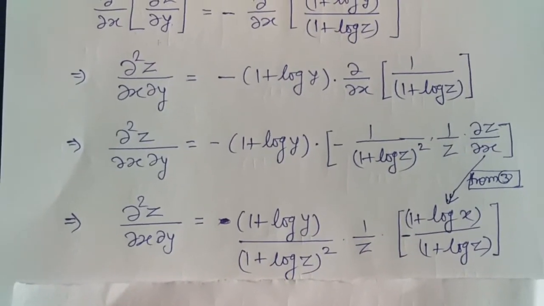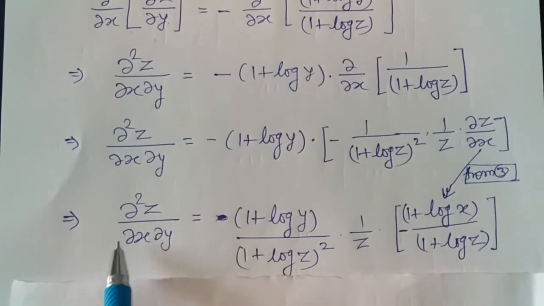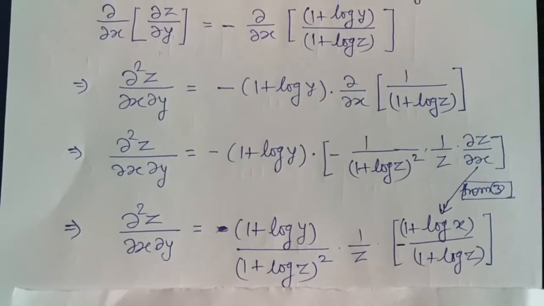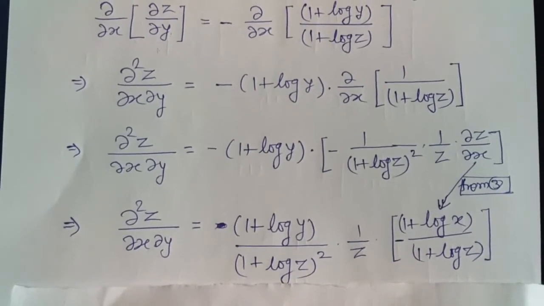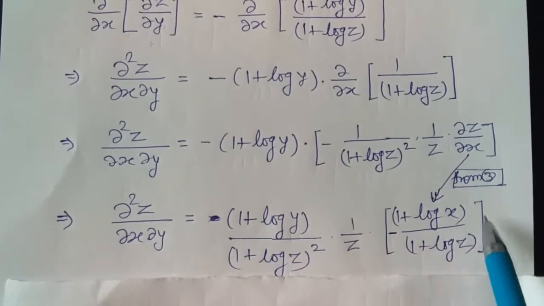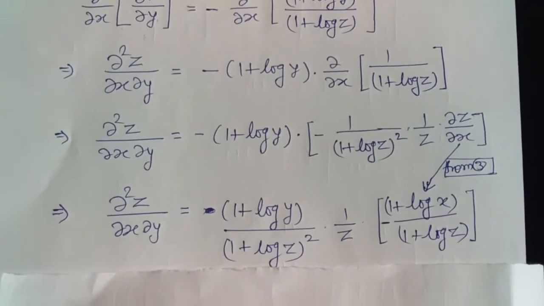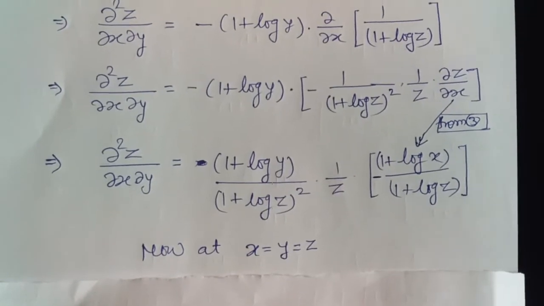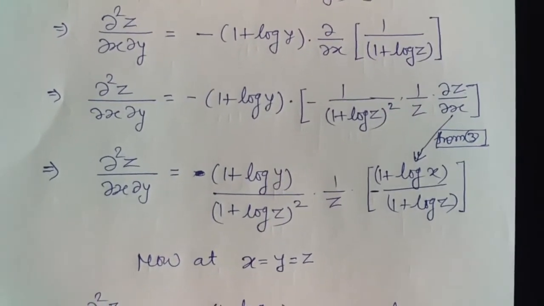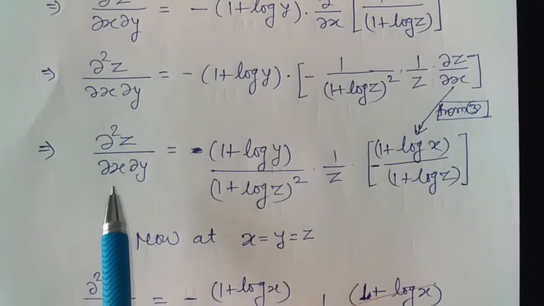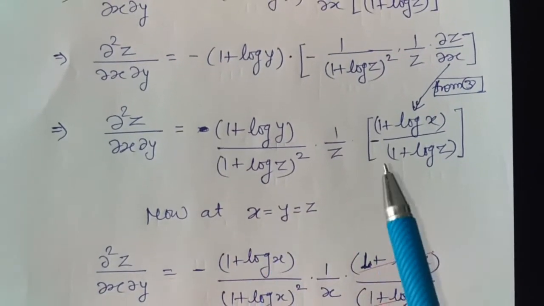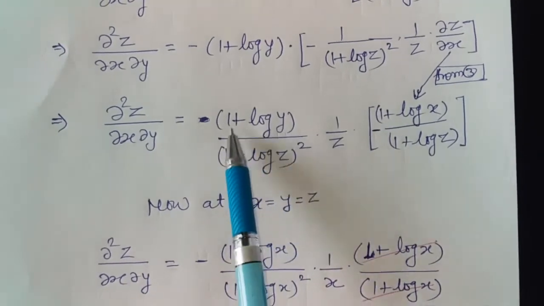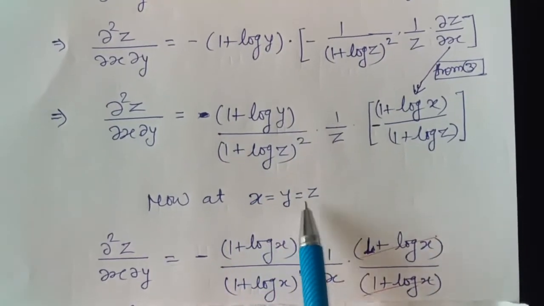And as we have to find the value of del 2z upon del x del y at x equal to y equal to z, we put x equal to y equal to z in the right hand side. We get, at x equal to y equal to z, del 2z upon del x del y is this negative sign, 1 plus log x, as x equal to y equal to z.